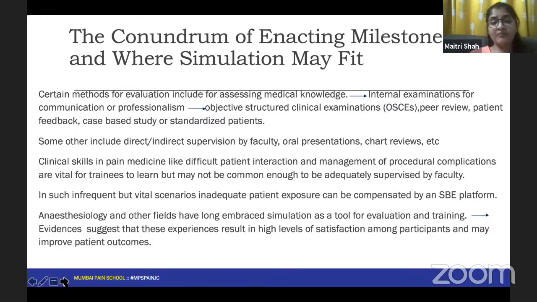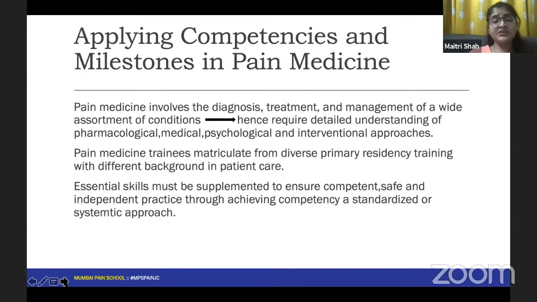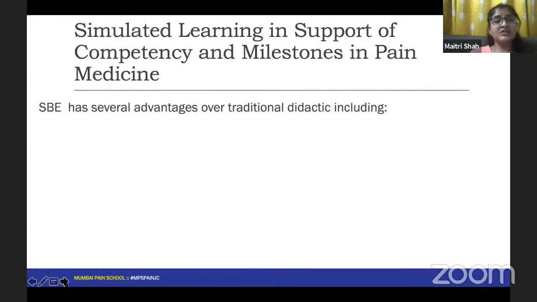Anesthesiology and other fields have long embraced simulation as a tool for evaluation and training. Evidence suggests that these experiences result in high levels of satisfaction among participants and may improve patient outcomes. Applying competency and milestones in pain medicine. Pain medicine involves the diagnosis, treatment, and management of a wide assortment of conditions, hence requires detailed understanding of pharmacology, medical, psychological, and interventional procedures. Pain medicine trainees matriculate from diverse primary residency training with different backgrounds in patient care, such as anesthesia, neurology, psychiatry. Essential skills must be supplemented to ensure competent, safe, and independent practice through achieving competency, a standardized or a systematic approach.